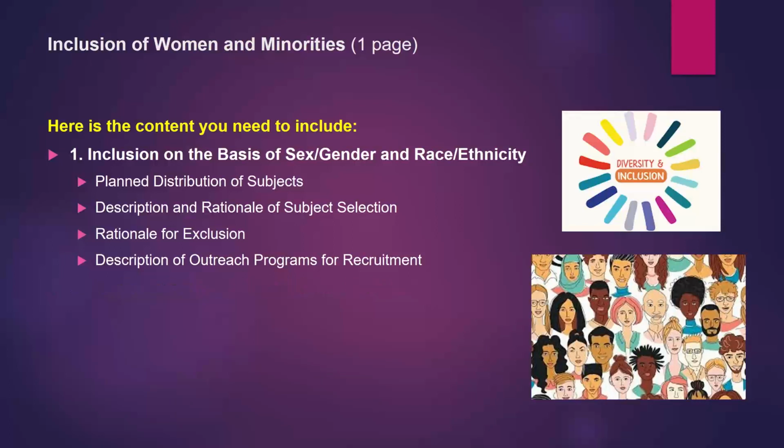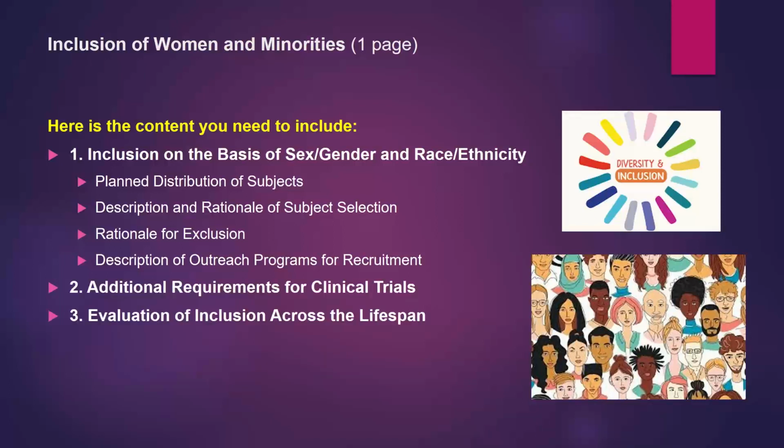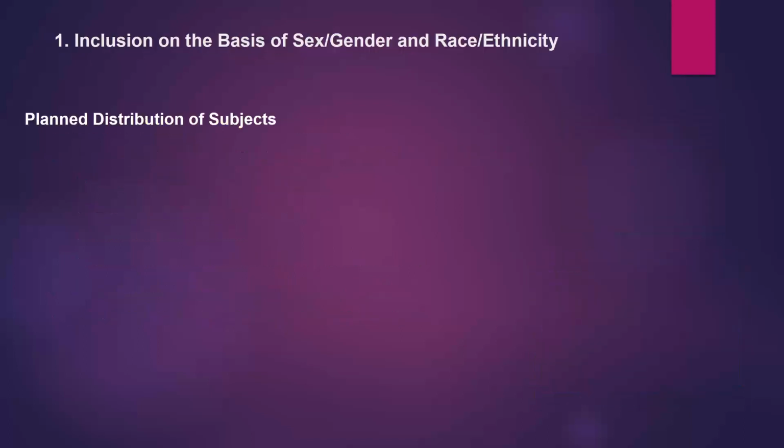So, for example, if you're proposing to collect sex and race ethnicity data that broadly resembles the city or town where you're recruiting from, you need to outline all of this in this section. There's additional requirements for clinical trials that I'm not going to get into, and then the evaluation of inclusion across the lifespan will be a separate actual document.